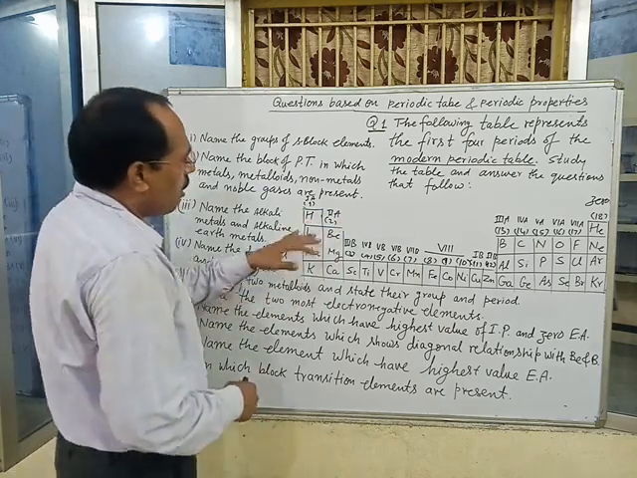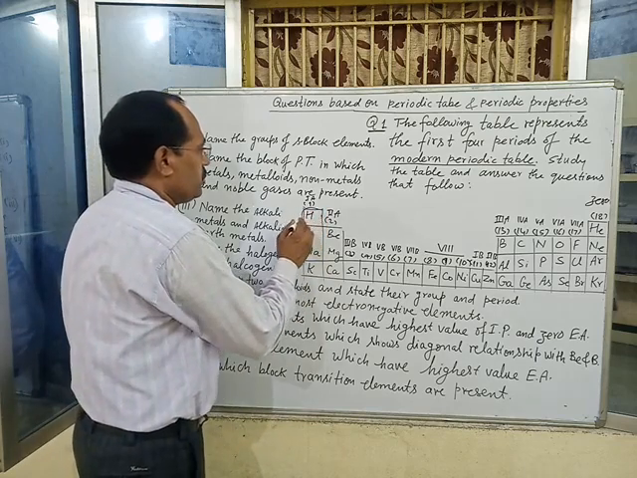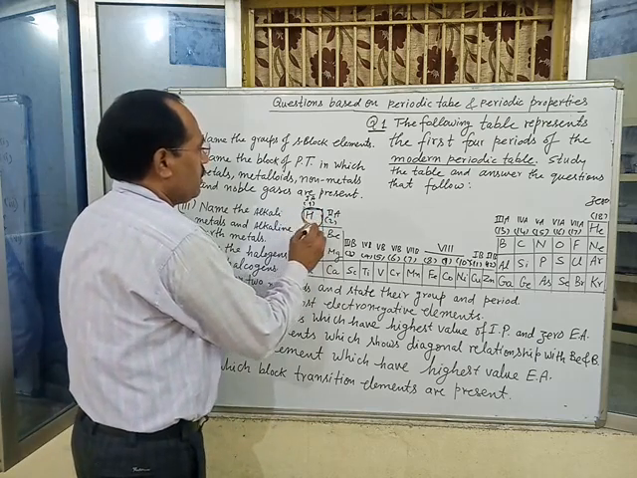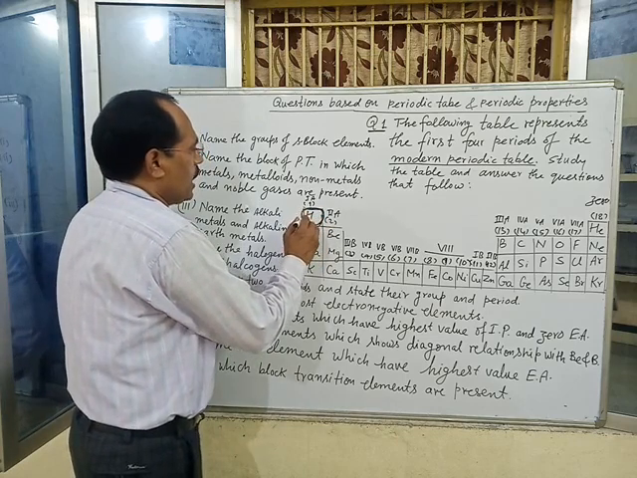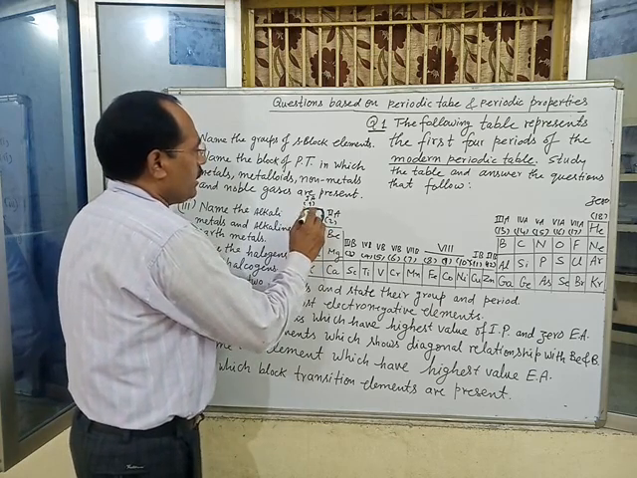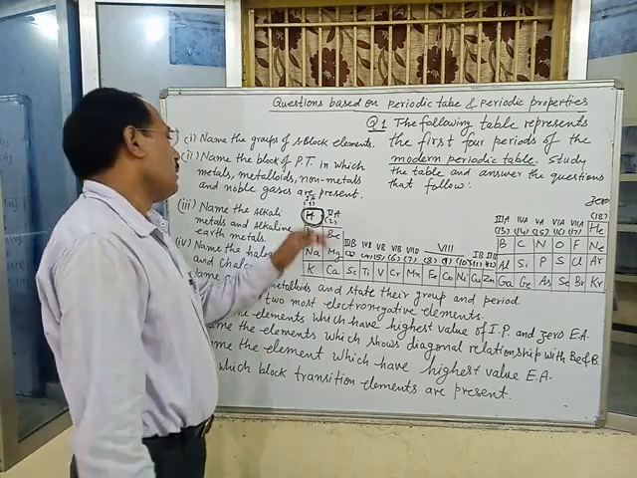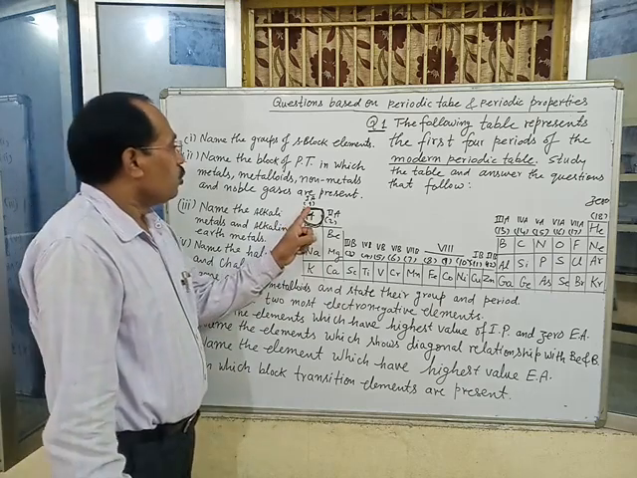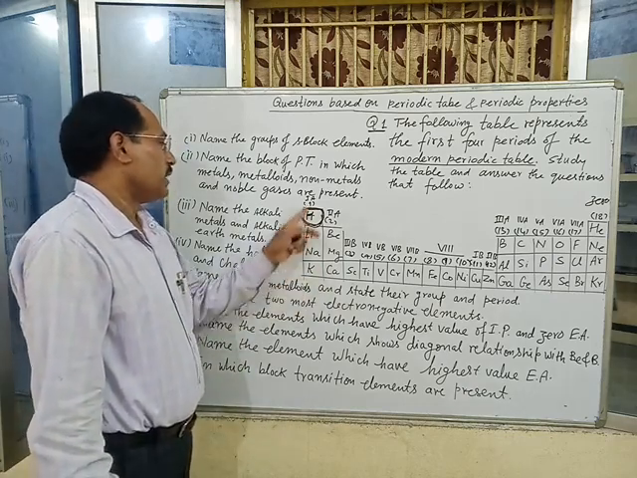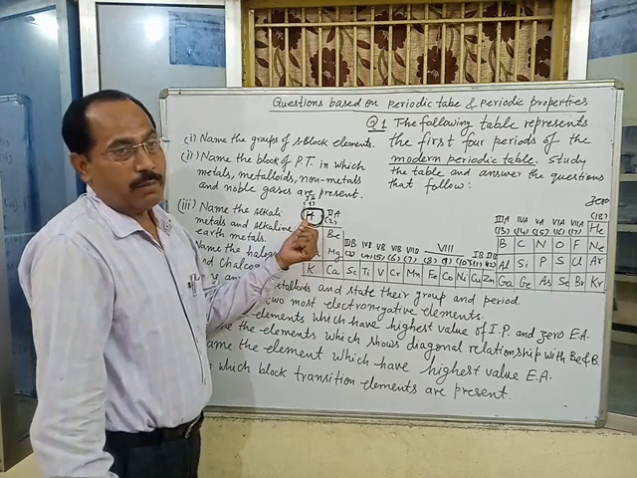In S block, all the elements are metals except hydrogen. This is a non-metal which is present in S block elements. S block elements are classified into 2 groups. First group, group 1, is called alkali metals. Hydrogen is not an alkali metal, it is a non-metal.